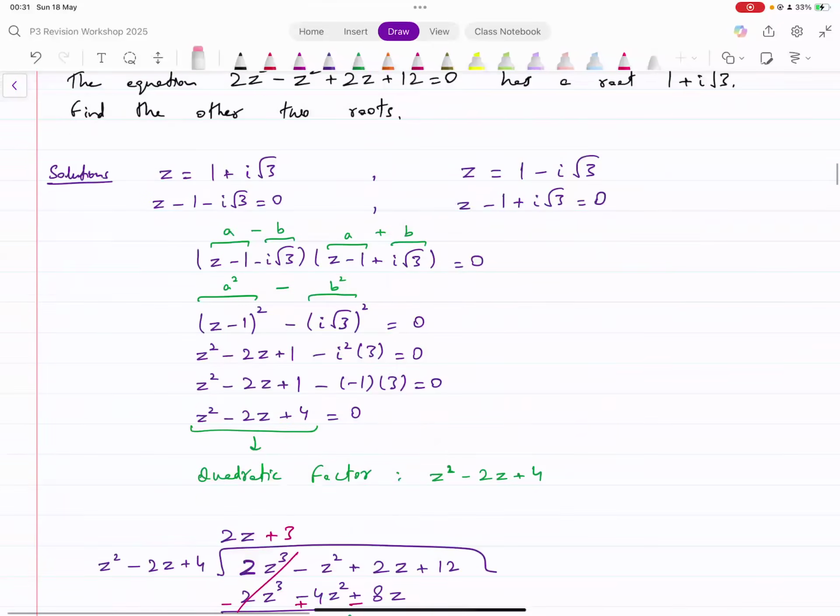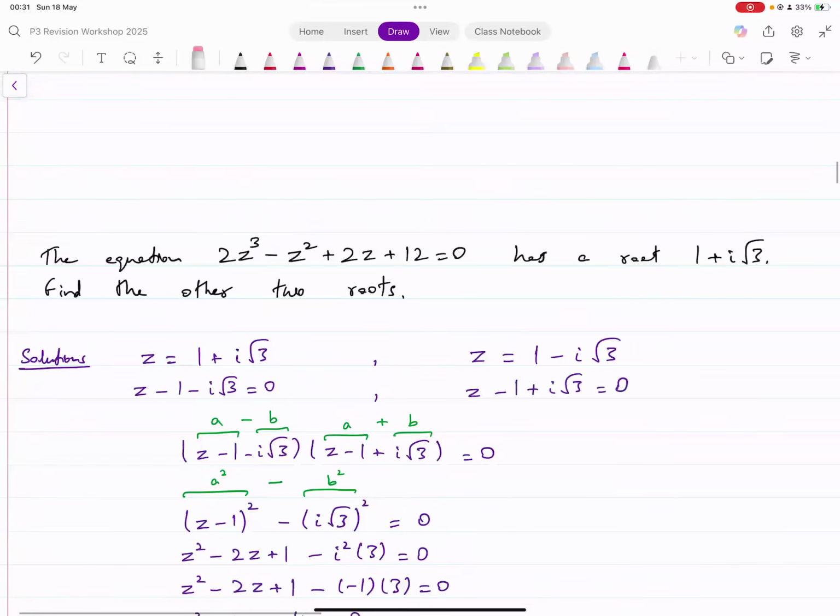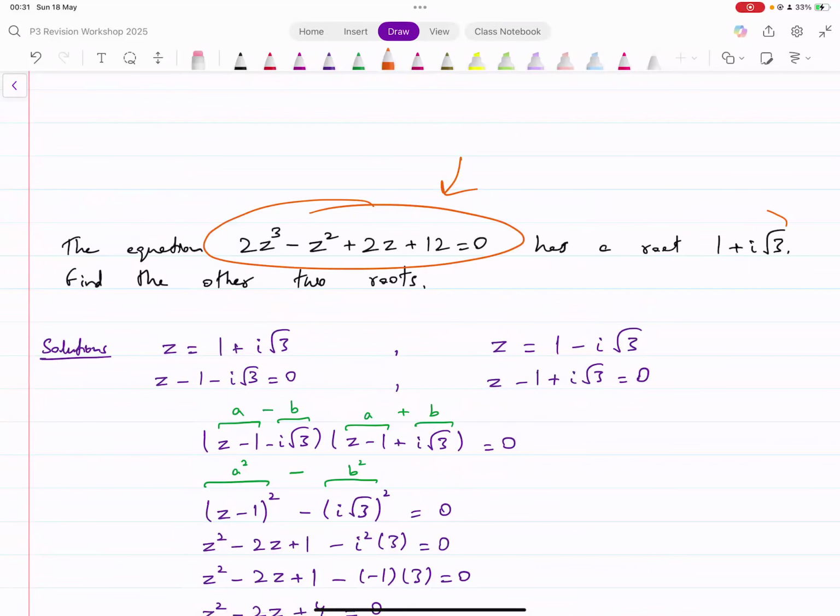Let's look at this example now. Now you're given that you have this polynomial equation. It has one root, that's 1 plus iota square root of 3. Now, given this, you need to find the other two roots.